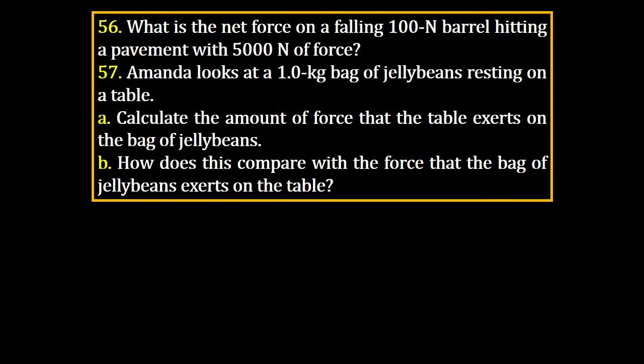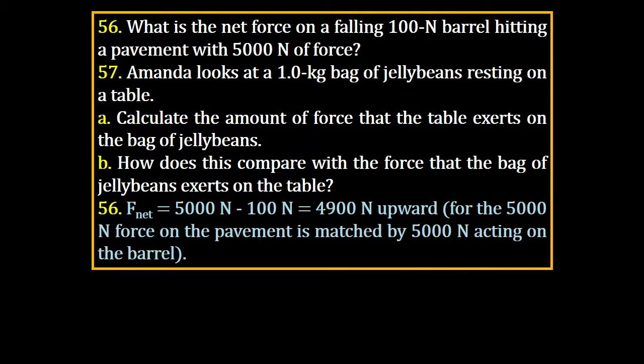What is the net force on a falling 100-newton barrel hitting a pavement with 5,000 newtons of force? F net is 5,000 newtons minus 100 newtons, which is 4,900 newtons upward, for the 5,000 newton force on the pavement is matched by 5,000 newtons acting on the barrel.